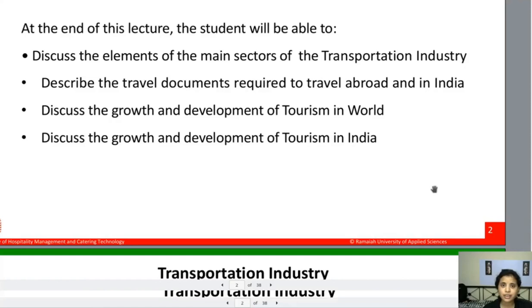In this session, we will be discussing the elements of the main sectors of the transportation industry. We will describe the travel documents required to travel abroad and in India. We will discuss the growth and development of tourism in the world and in India.